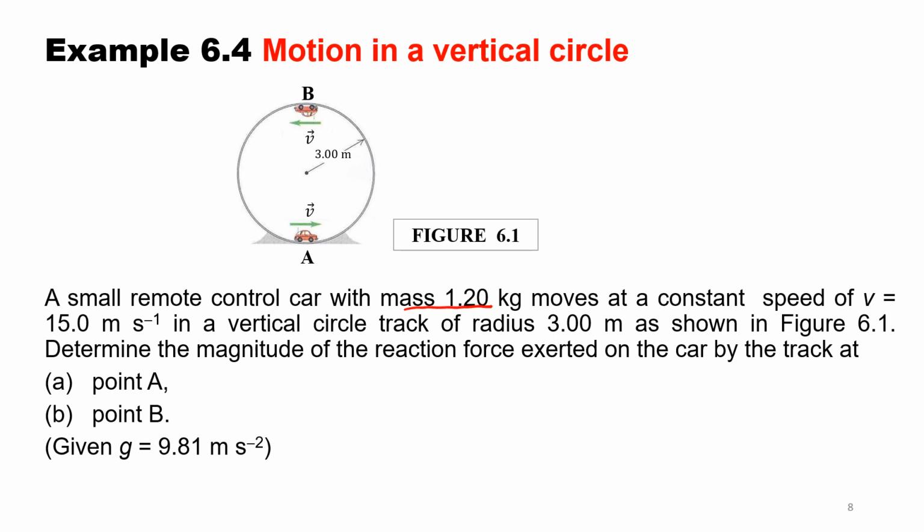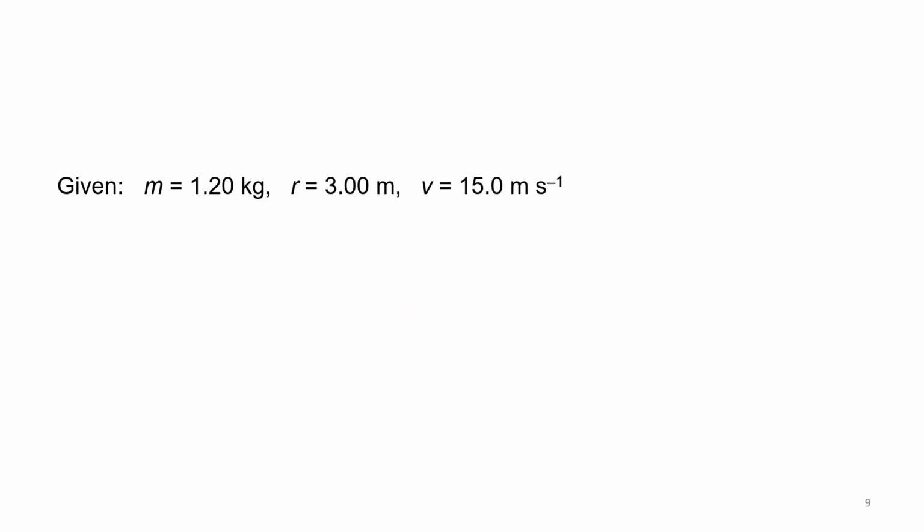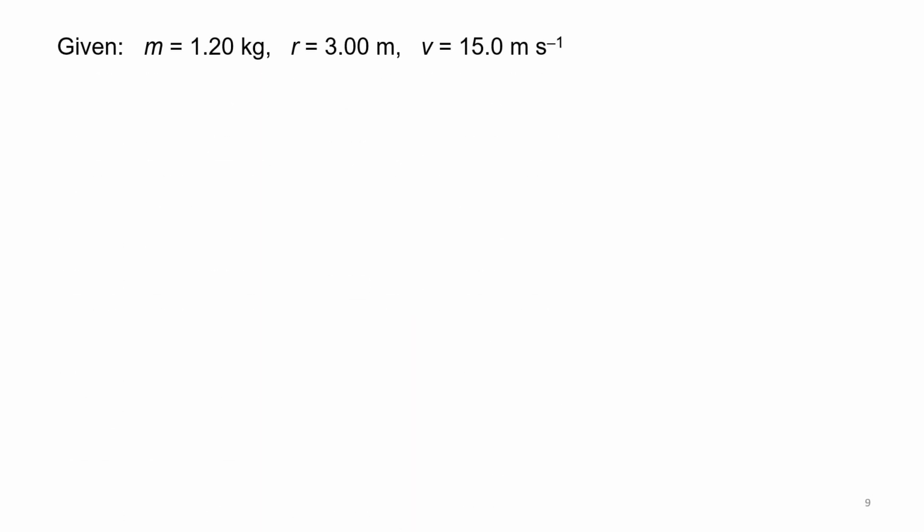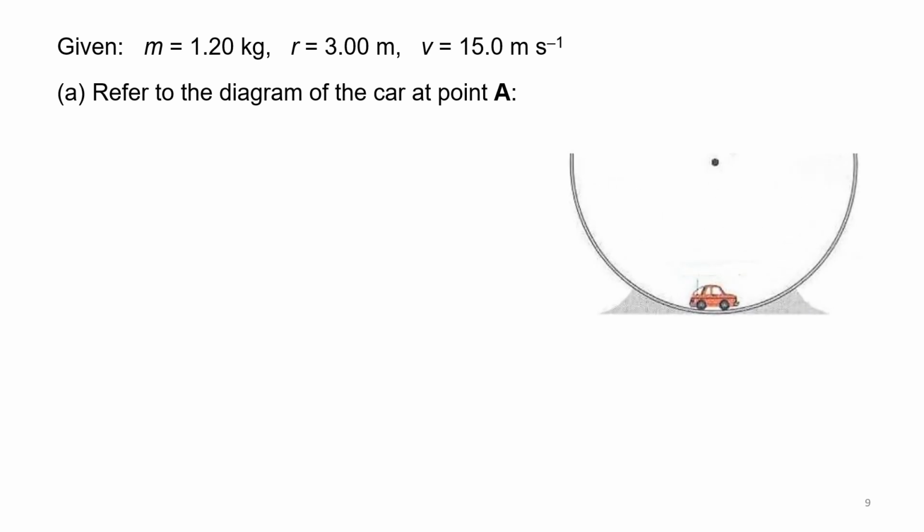Alright, the information we have are, the first one is mass m 1.2 kilogram, and then speed v 15 meter per second, and then r radius 3 meter. Okay, write down all the information we got from the question. Right, in order to solve this kind of problem, the first step is we need to sketch the free body diagram. Okay, now refer to the diagram of the car at point A at the bottom of the track.